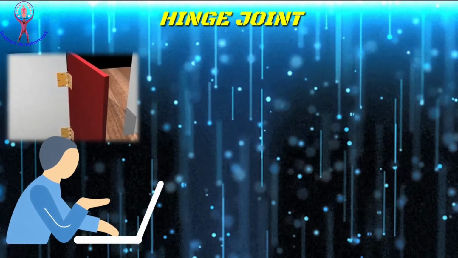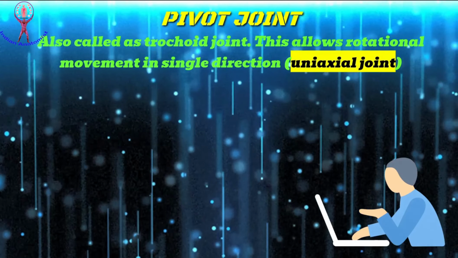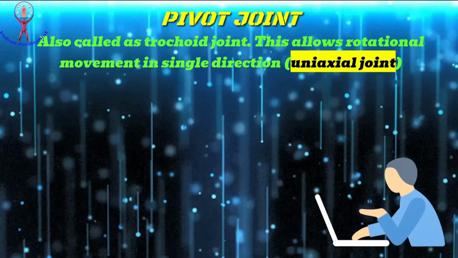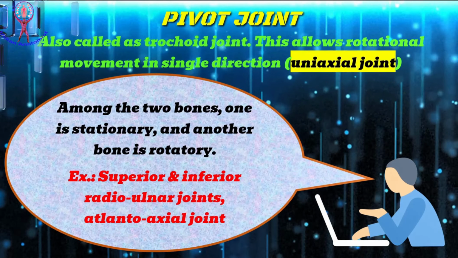Next variety is pivot joint. What is pivot? In physics, the pivot refers to a pin or shaft that a mechanical component rotates on. Some of the human joints are classified as pivot joints, and they are also named as trochoid joint. Pivot joint is a uniaxial joint that only allows rotation in one direction. One of the bones in that joint is fixed or stationary, while the other bone can move. This means that the fixed bone works as the joint's axis. Some examples are superior radio-ulnar joint and atlantoaxial joint.